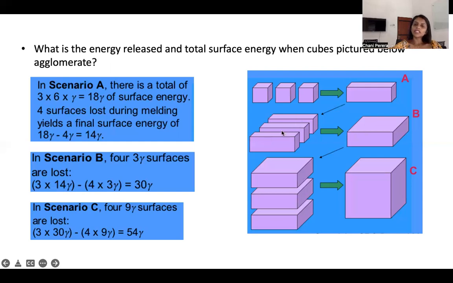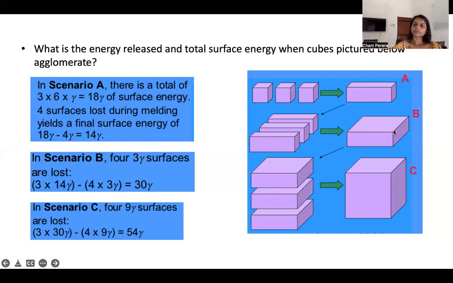Now we are molding three such blocks, so we have 3 times 14 gamma. 14 gamma is one block. And then we will have to reduce by molding. We are losing 4 surfaces and one surface has 3 gamma. So when you do the math, you will get 30 gamma as the final total surface energy for scenario B.